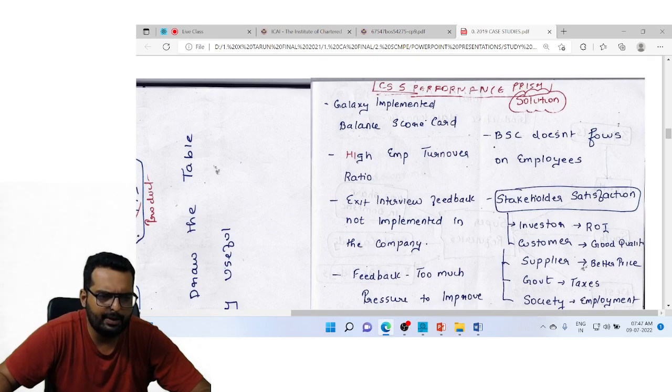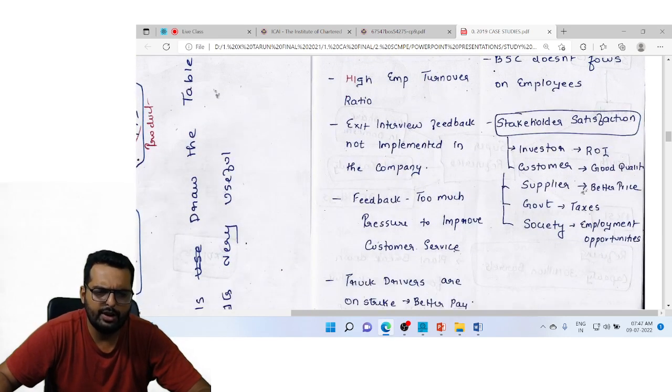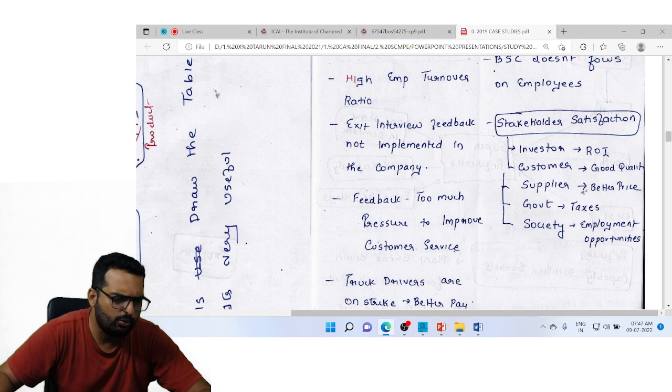I told that despite implementing balanced scorecard, they were having a high turnover ratio. So investors should be happy, customers should be happy, suppliers. So I made you write this note in your books. Stakeholder satisfaction. That is the crux theory of performance prism.